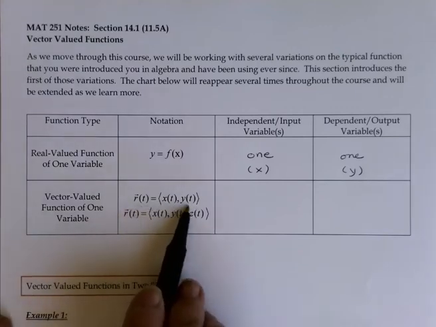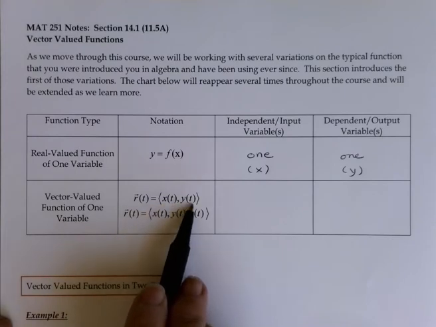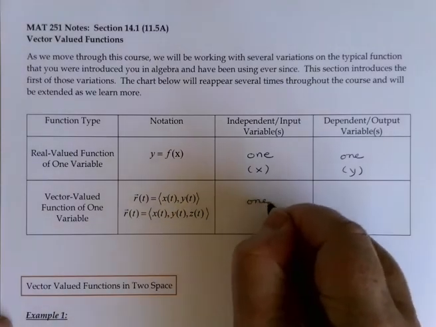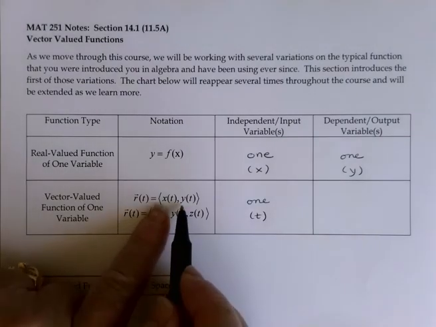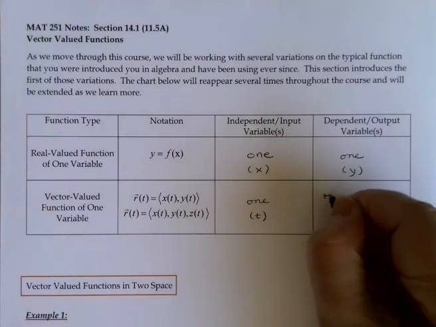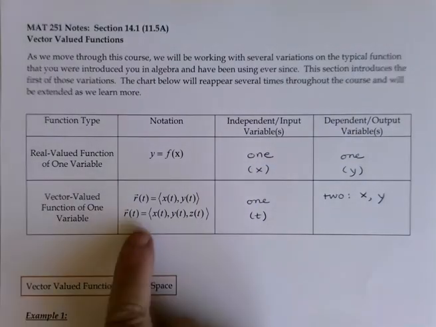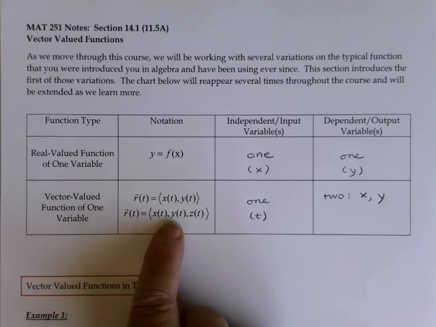Here's a two-dimensional one. R of t is equal to the vector x of t, y of t. Notice there's still just one input variable. T here is our input variable. But there's actually two output variables. The x component and the y component are both outputs, separate variables. So it might be 2, x and y, or it could even be 3 output variables. Here's the three-dimensional case with output variables x, y, and z.